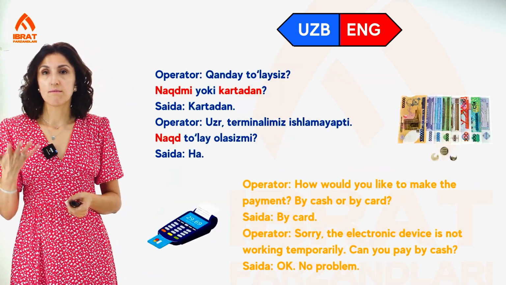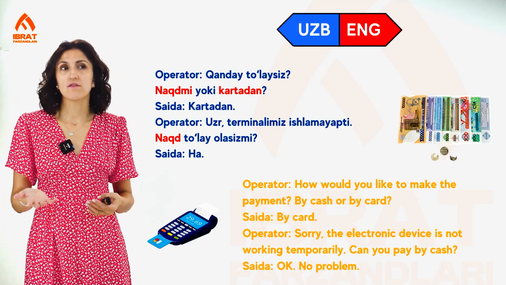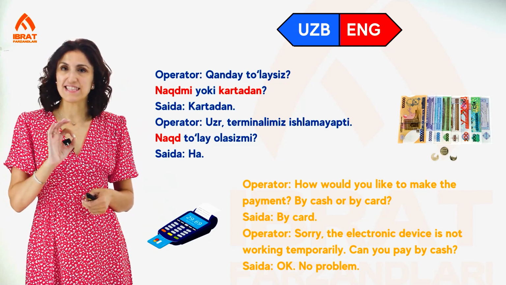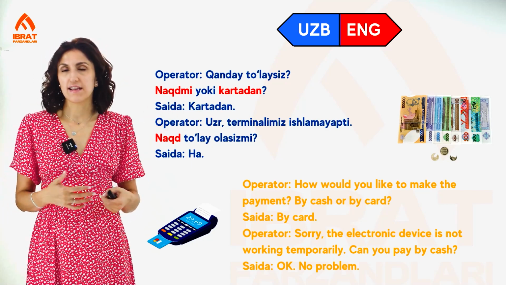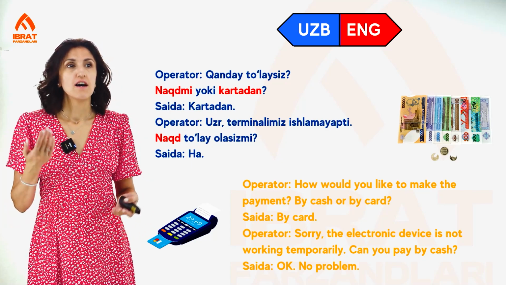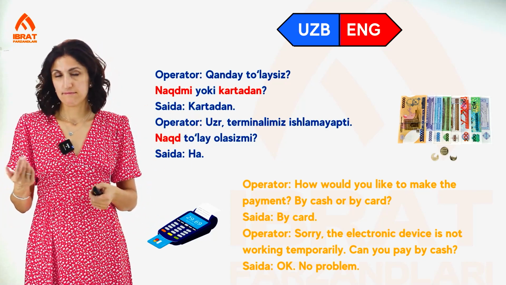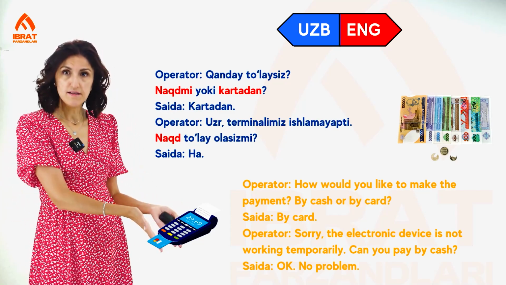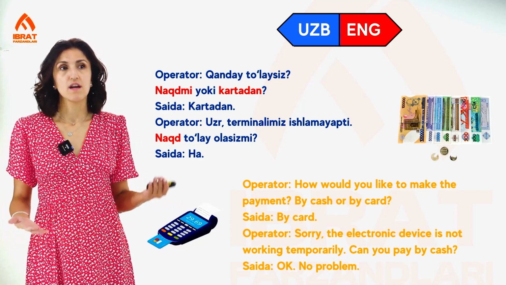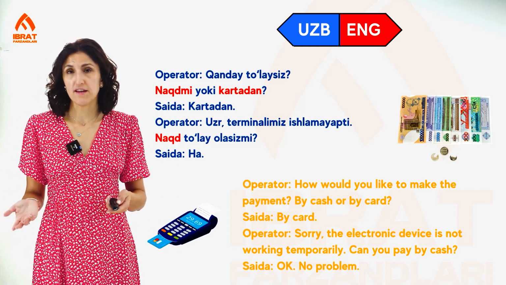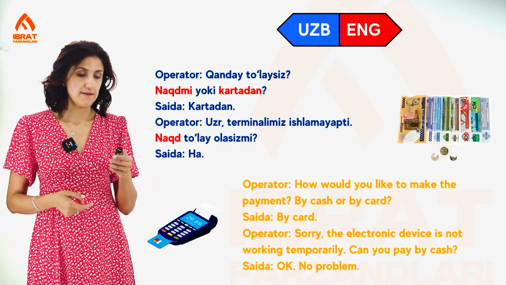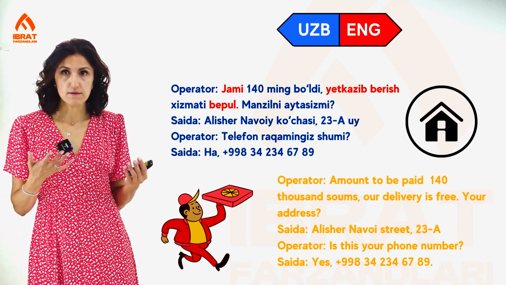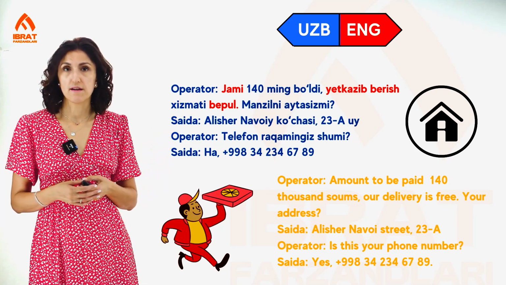Qanday to'laysiz? To'lamoq is to pay. How are you going to be paying? Naqdmi? Naqd, not naqd. Naqdmi yoki kartadan? Are you paying with card or cash? Kartadan. Uzr, terminalimiz ishlamayapti. Our terminal, the device, is not working. Naqd to'lay olasizmi? Can you pay by cash? Ha, yes I can. Jami 140 ming bo'ldi. Total amount to be paid 140,000.